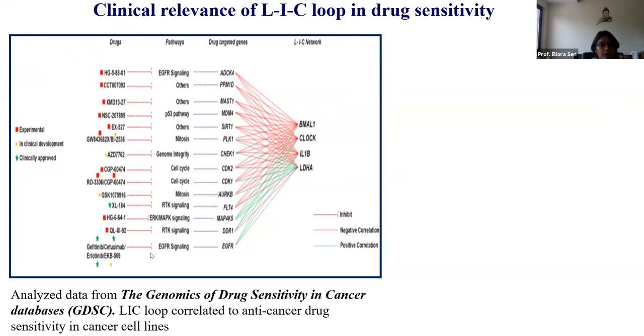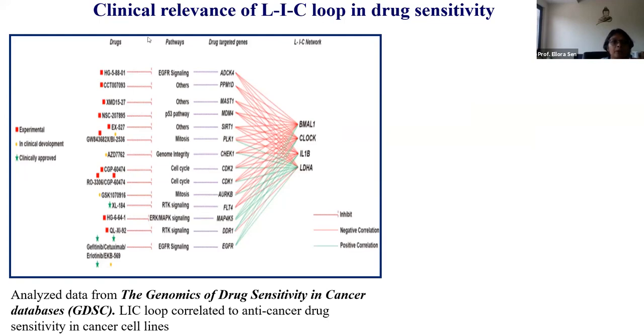EGFR signaling, when it is regulated by gefitinib, has a positive correlation with this circuit. But P53 has a negative correlation with the LIC circuit. Therefore, if a patient has been treated with gefitinib, it will give a positive response, because when you inhibit the EGFR signaling using gefitinib, it will inhibit the LIC circuit. But if you treat with a P53 inhibitor, if you are inhibiting P53, actually you are inducing the LIC circuitry.